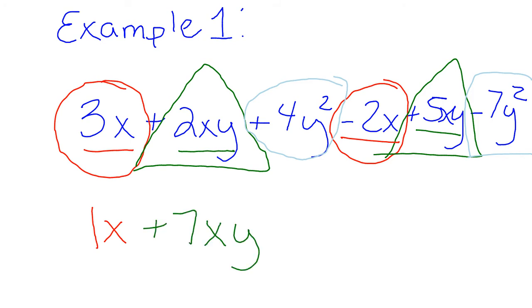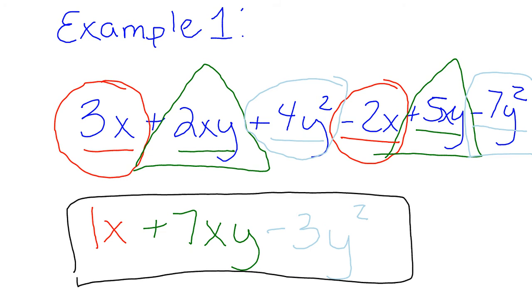And then lastly, we have our y squared terms. We have positive 4y squared and minus 7y squared. So 4 minus 7 is negative 3y squared. That would be our final answer to the expression above.